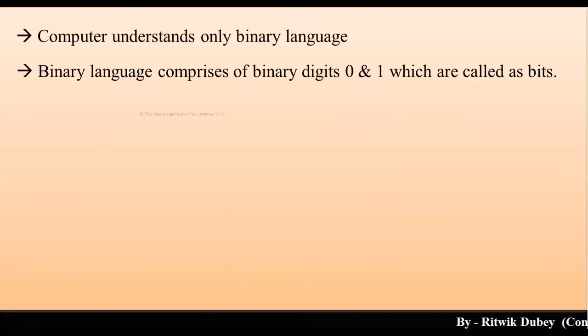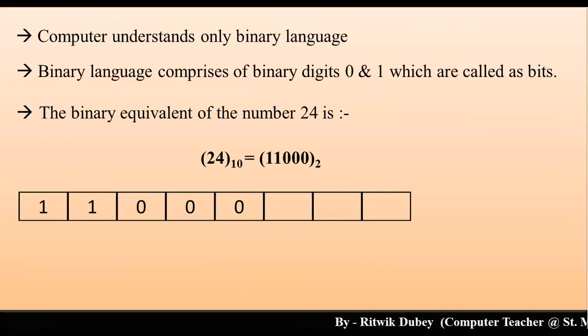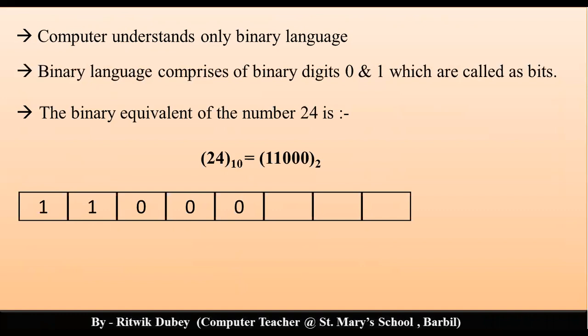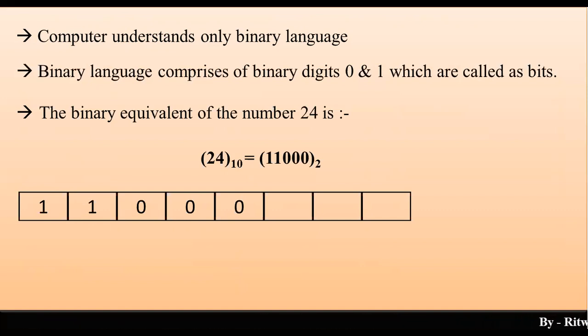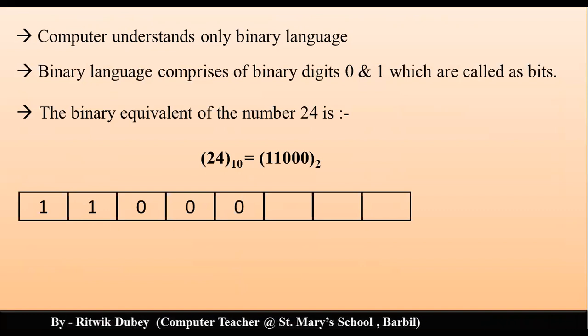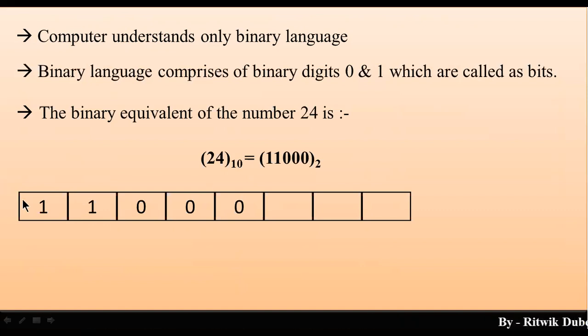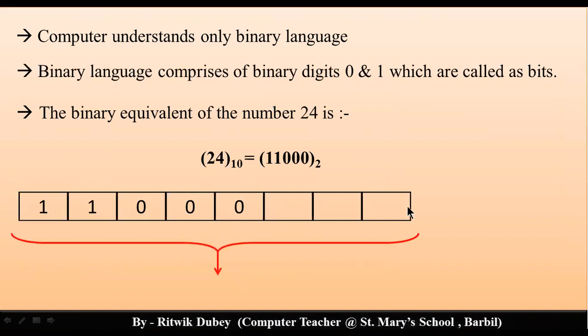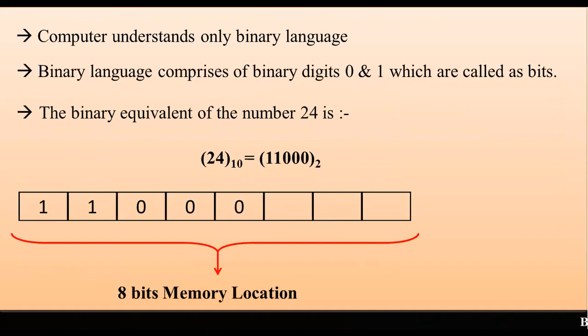Okay. Now you can see 24 whose base is 10 is equal to 11000. Now what I told you, assume a variable is declared with data type byte and the value 24 is stored in it. So for data type byte, how much memory is allotted? 1 byte. 1 byte is equal to 8 bits. You can count. This is the location of first bit, second bit, third, fourth, fifth, sixth, seventh, eighth. So this is 8 bits memory location.